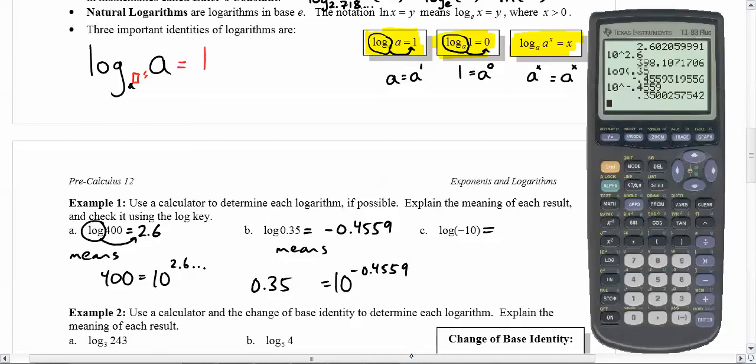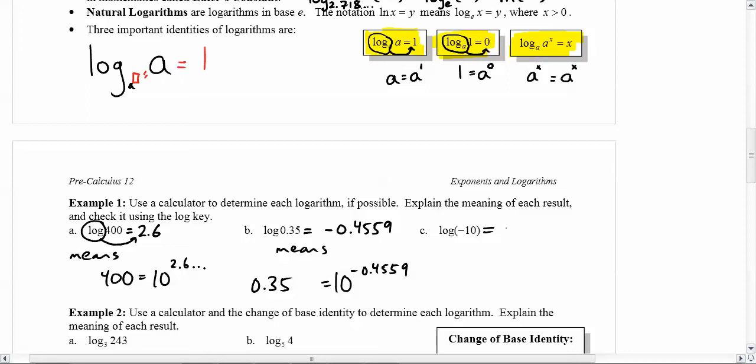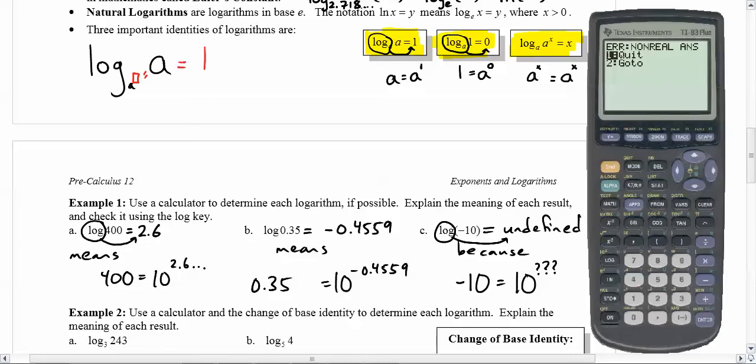Log of a negative number has no answer. Because if we move that log to the other side, 10 to the power of what number would give a negative number? If we tried 10 to the power of negative 1, the answer is a decimal. It doesn't become negative. There's no way that you can use an exponent to create a negative number.